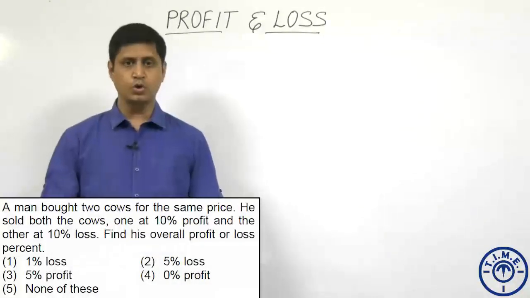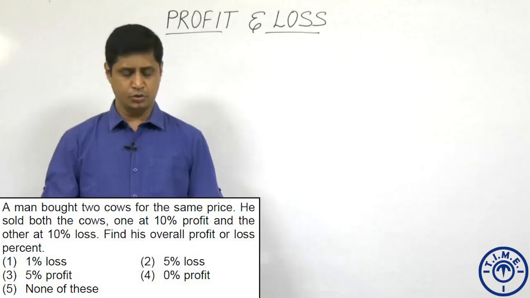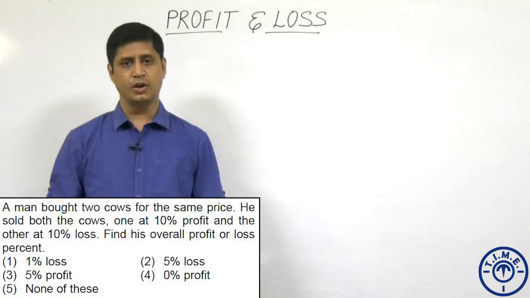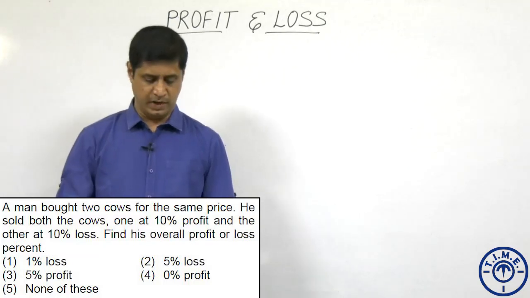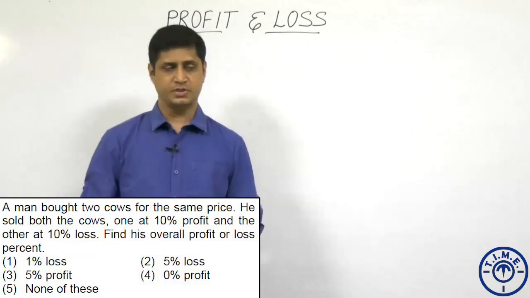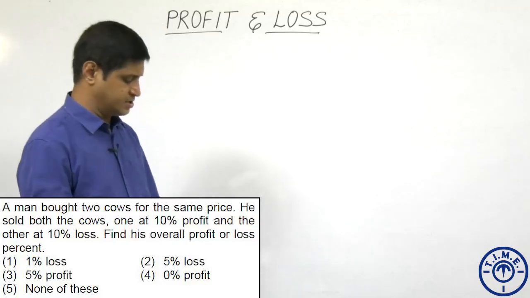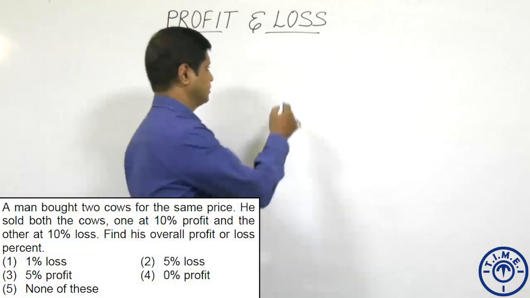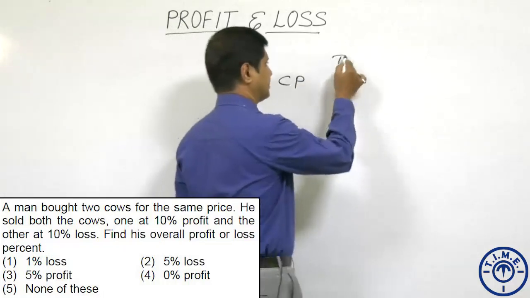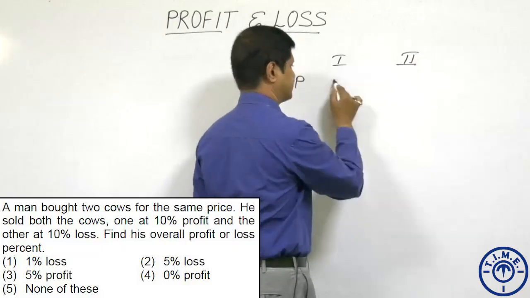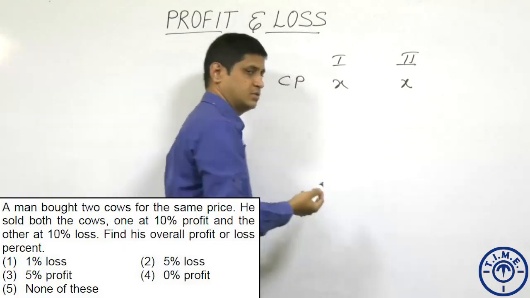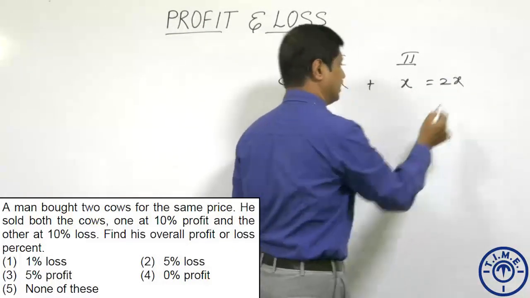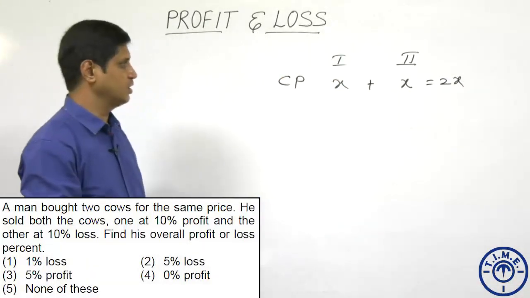A man bought 2 cows for the same price. He sold both the cows, one at a profit of 10%, the other at a loss of 10%. Find his overall profit or loss percent. Now what is given in this example? The man bought 2 cows at the same price. The cost price is not given, hence I am assuming the cost price as X. So both the cows cost X and X. Now what is the result here? 2X. Total investment means total cost price.